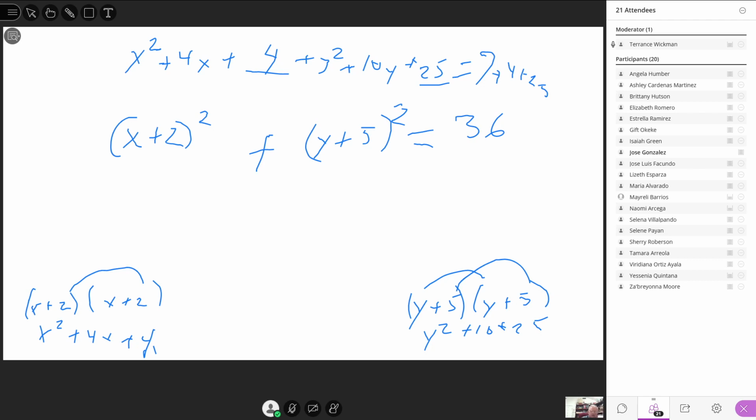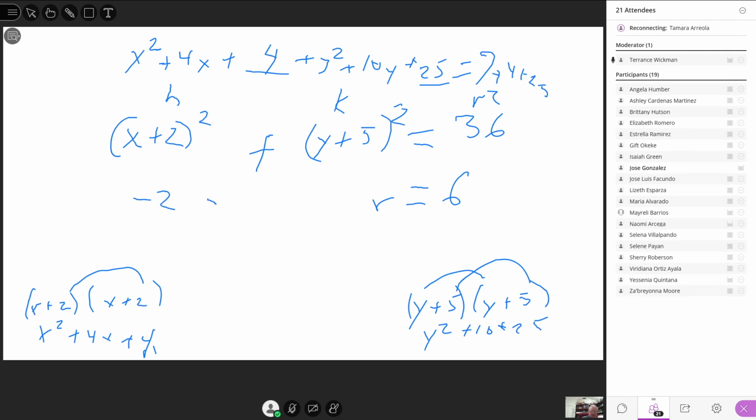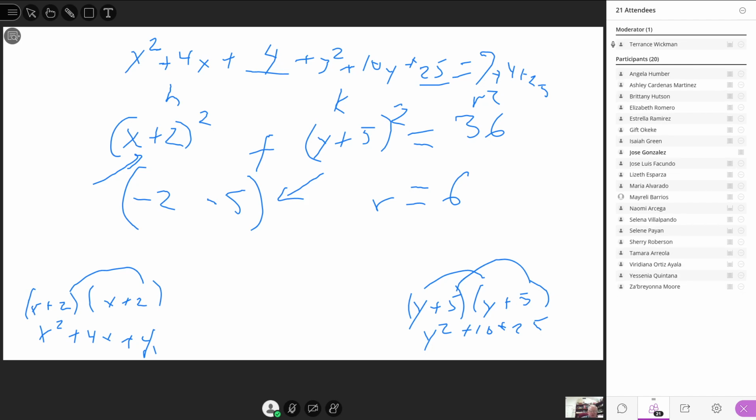Now, this is the formula for a circle. So this is your h, this is your k, this is your radius squared. So the radius becomes 6. The center of the circle becomes negative 2 and negative 5. This is your x, and this is your y. Remember, whatever makes this package 0 gives you the negative 2. Whatever makes this package, or factor, 0 is the negative 5. This is known as your h, k, the center of the circle, and that's your radius.